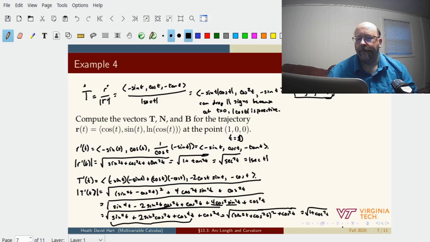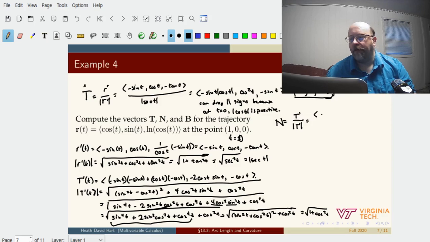All right. The normal vector is T prime over the magnitude of T prime. So it's this vector here: sine squared minus cosine squared of t, negative 2 cosine t sine t, negative cosine of t, divided by the square root of 1 plus cosine squared t.